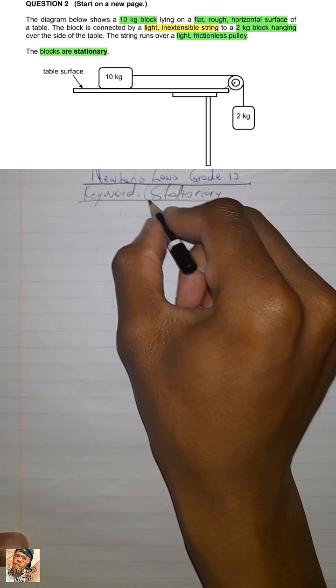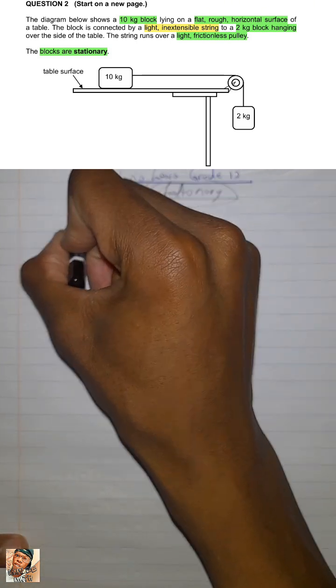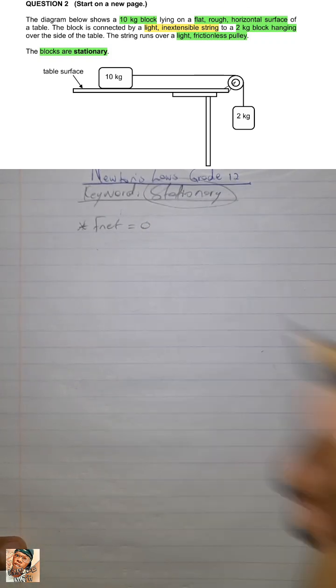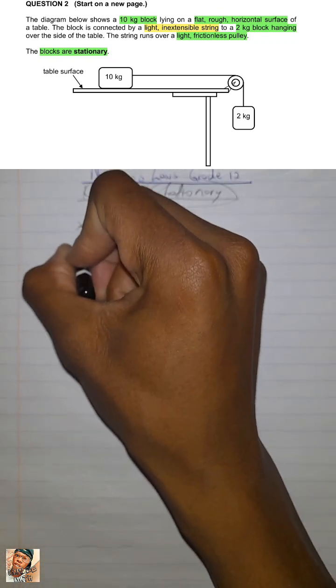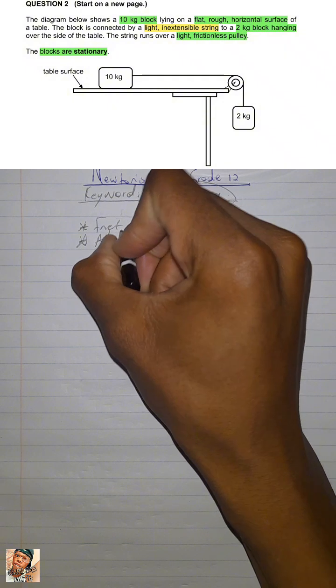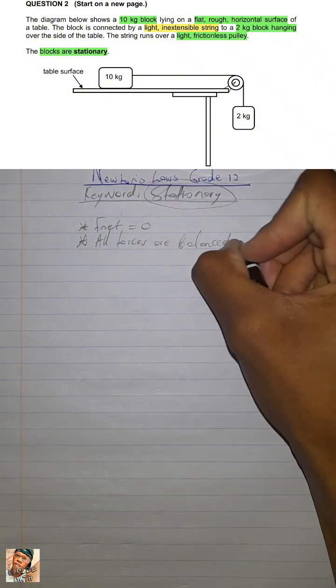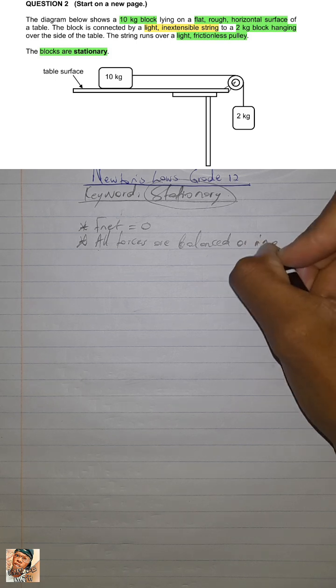Anyway, the word stationary, which is a keyword here, it simply means that the system has no net force. It means the net force is equal to 0. And it also means that all forces are balanced or in equilibrium.